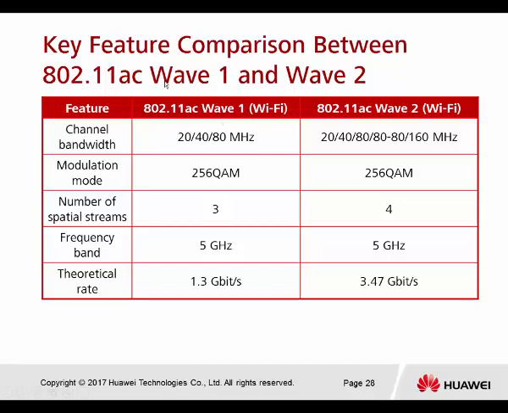For Wave 1, it can only support up to an 80 MHz channel binding. For Wave 2, it can support up to 160 MHz. For the number of spatial streams, Wave 1 only has 3, Wave 2 supports 4. Both operate in the same frequency band. The theoretical rate for Wave 1 is only up to 1.3, Wave 2 can go up to 3.47.